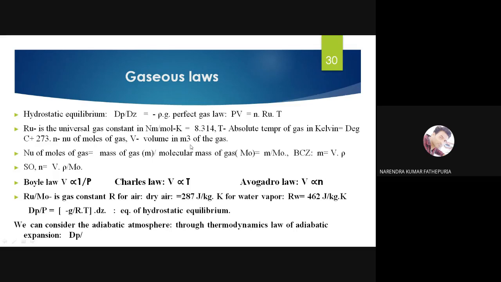n will be the number of moles of gases, and V is the volume of the gases. The number of moles of gases is equal to the mass of gas m per molecular mass M, so small m divided by capital M. Generally, small m will be V into rho, so the number of moles will be V into rho divided by M naught, the mass density and all that.